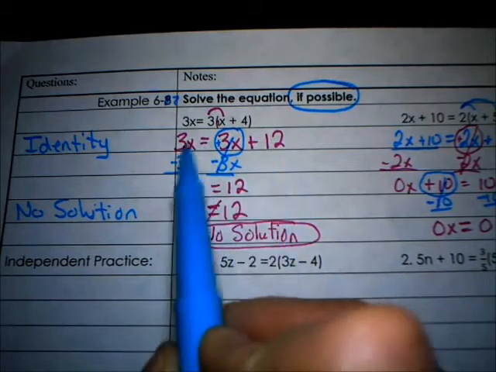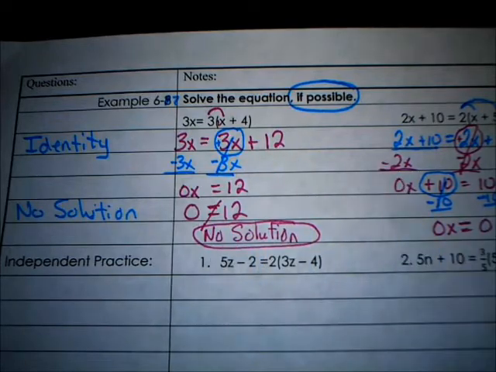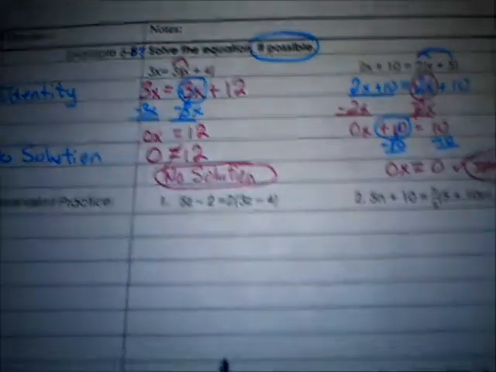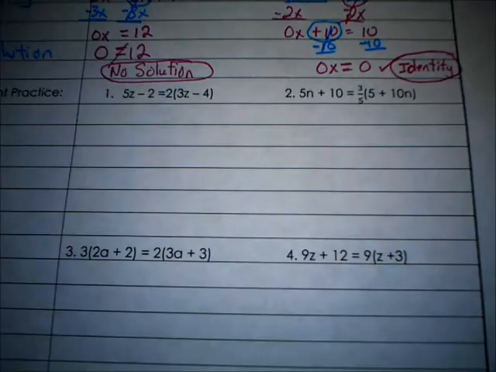Watch out for those. Alright, here are 4 independent practice problems I want you to work, and we'll check on them first thing in class tomorrow. Also, make sure you answer your summary off of the essential question, which was, how do you solve an equation with variables on both sides?